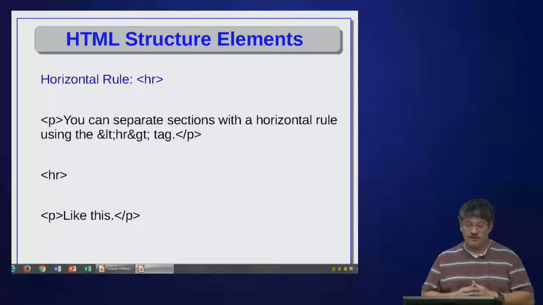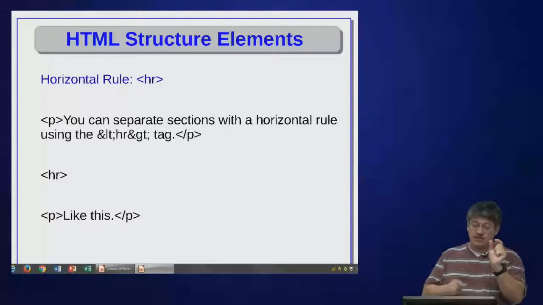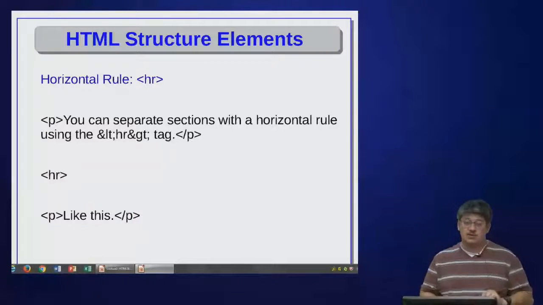Here I have a paragraph that says you can separate sections with a horizontal rule using the, and notice the use of HTML entities. The ampersand LT semicolon is how I can get a less than symbol in my page. If I put an actual less than here, it would think I was starting a new tag, an HR tag, and it would embed a line. But I don't want the line yet. I want a less than, then the letters HR, and then a greater than. So I use the ampersand LT semicolon to get a less than. I use the ampersand GT semicolon to get a greater than. Then I have the word tag, a period, and I close my paragraph with a /p tag.